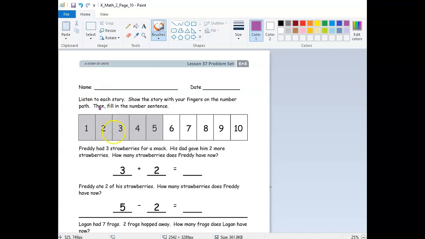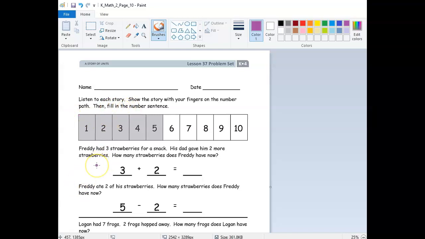All right, let's put our finger on the first problem. So I'm going to read the directions. The directions say, listen to each story. Show the story with your fingers on the number path. Then fill in the number sentence.